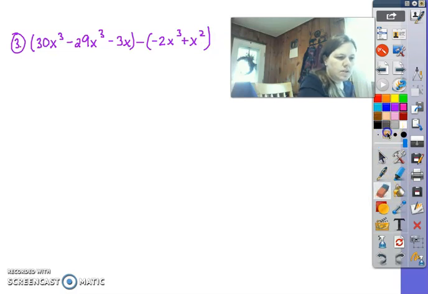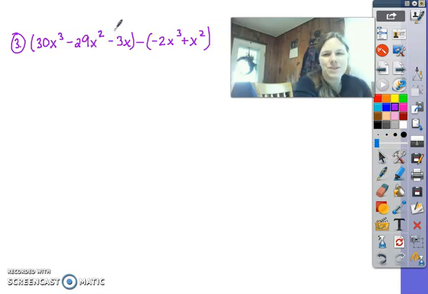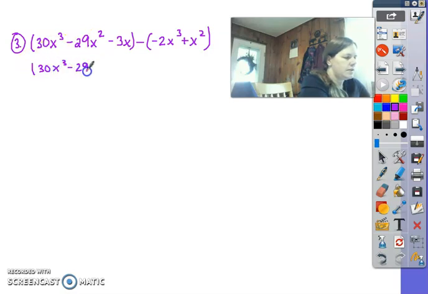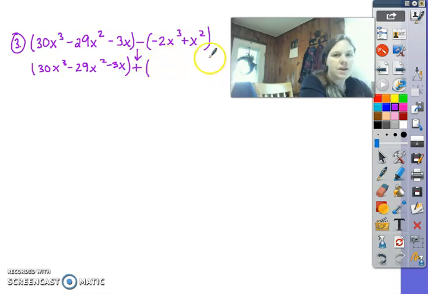And what would the day be like without a typo? This should be a squared. So take a moment and make sure you have yours written down the same as mine. First set of parentheses, no changes. Subtraction changes to what? Addition. And everything becomes the opposite. So the opposite of negative 2x cubed is 2x cubed. The opposite of x squared is negative x squared.